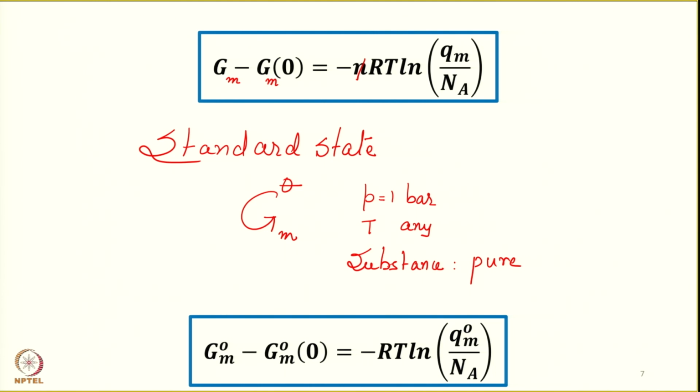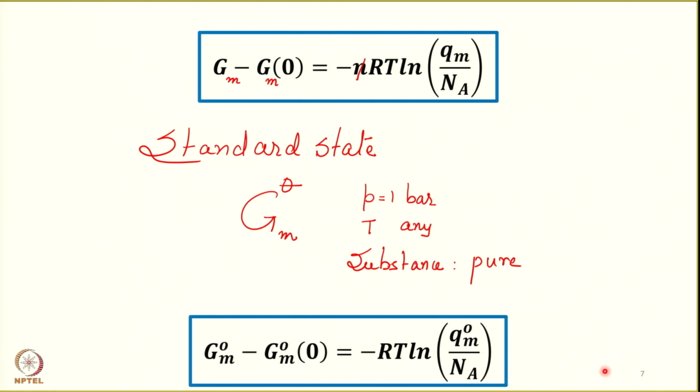And if I apply this condition, the new equation that I develop in terms of standard state is Gm naught minus Gm naught at 0 is equal to minus RT log Qm naught by Na. Just note down these differences which I have put naught. That means pressure is 1 bar. What is the significance of putting this condition of standard state over here? When I use these equations in future to connect with other thermodynamic properties, then it becomes easy.